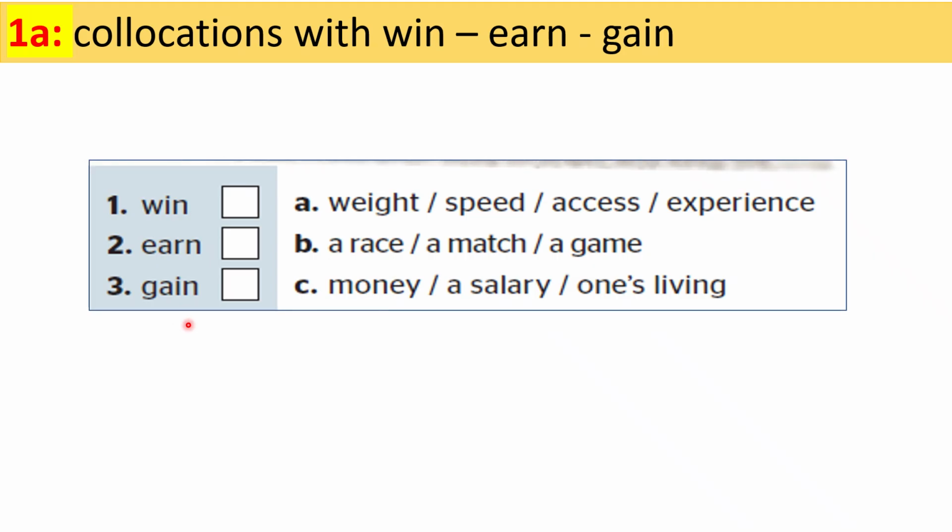Okay, so we can see that we can say win a race, win a match, or win a game, because all of them are related to competitions. Now, what about earn? Good, so we say earn money, earn a salary, and earn a living. So all of them are related to money. Now, what's remaining? All the rest of the words will go with gain. So we can say, for example, gain weight, gain speed, gain access, and gain experience.